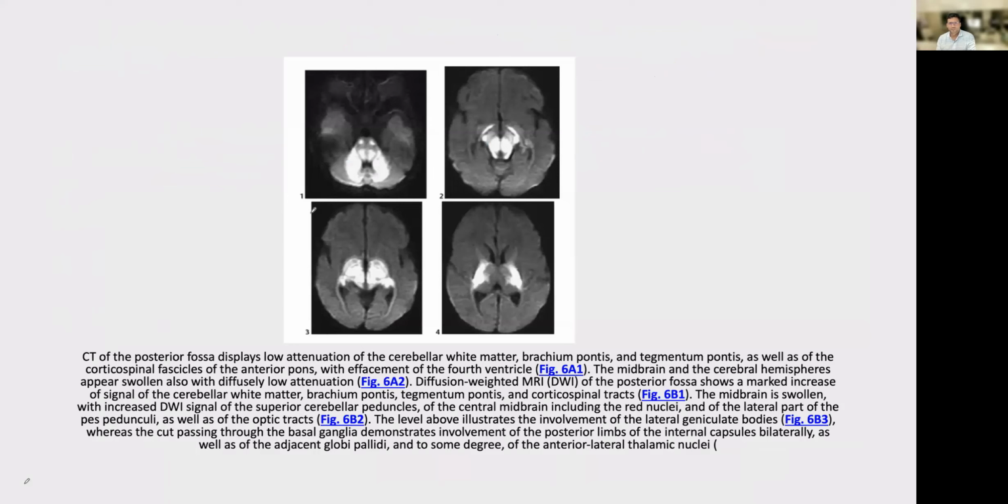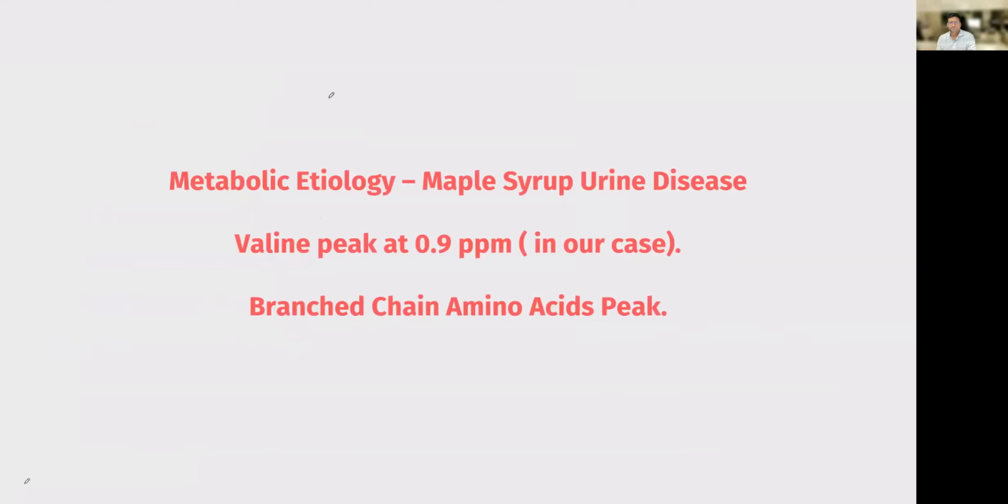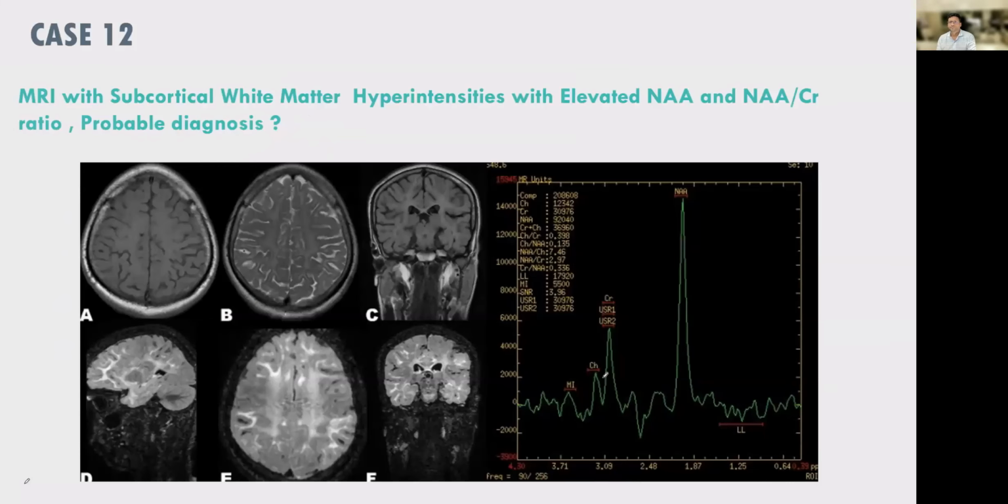So this is the diffusion restriction classical spotter. When you get this beautiful dentate nuclei, brainstem, midbrain, and thalamic diffusion restriction, you can always think about maple syrup urine disease. Brachium pontis, tegmentum pontis, everything will be restricted. So this is again mostly a congenital lesion or a metabolic lesion. Maple syrup and valine peak you can get due to branched chain amino acids.